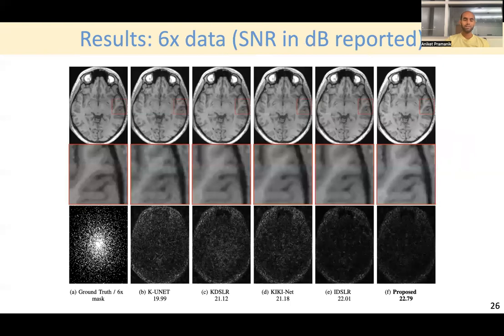Now, these are the results. These are reconstruction results on six-fold accelerated data, and we can see that the proposed IDSLR is doing better than the other methods. K-unit is a K-space unit for directly mapping into a fully sampled reconstruction. KDSLR is the K-space deep SLR from our group that I talked about. KikiNet is an unrolled deep learning algorithm which alternates between image domain and K-space CNNs. So the proposed joint architecture is performing reconstructions even better than the IDSLR reconstruction alone network, which shows the benefit in adding segmentation tasks.